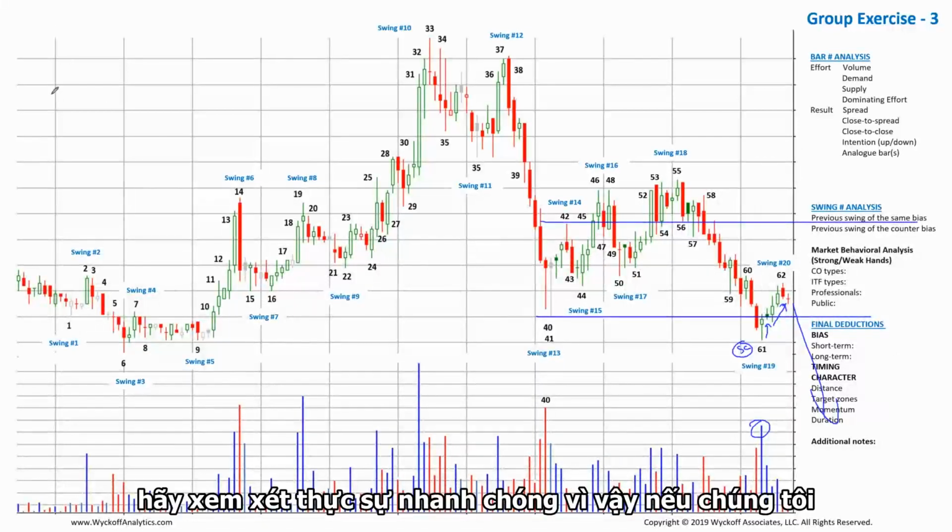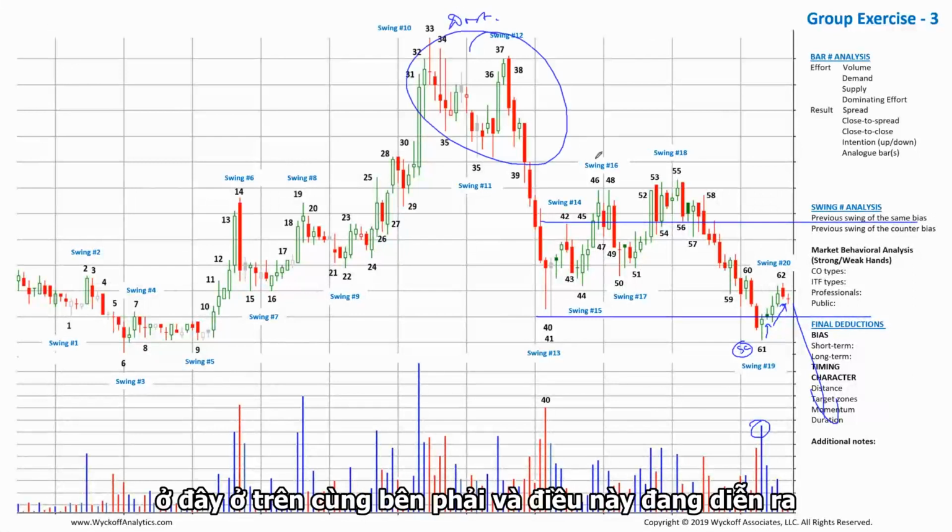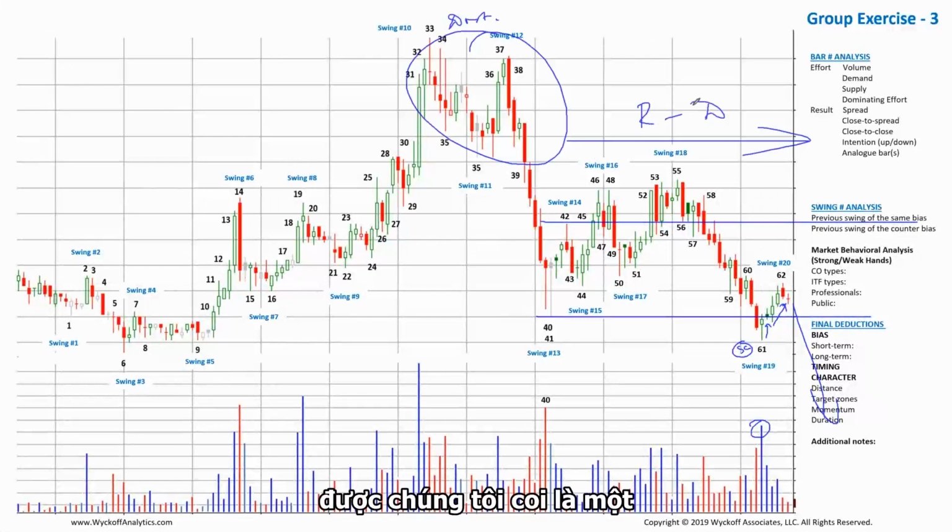Okay, let's review really quickly. If we're talking about a distribution, and in this case, the original distribution is right here at the top, then this is going to be considered by us as a redistribution. So redistribution is going to look like this.